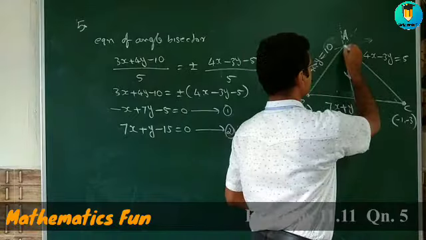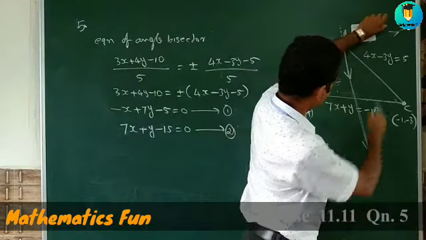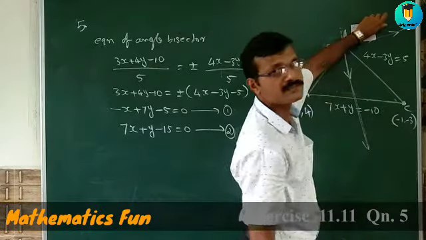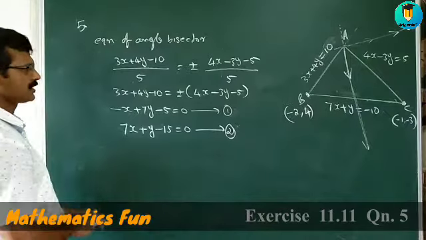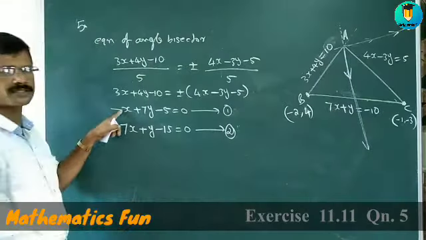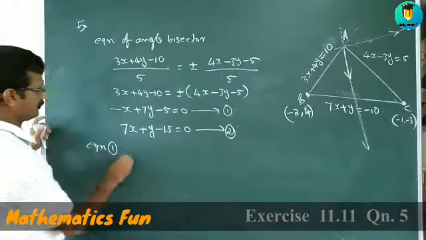But with respect to the other bisector, both the points are on the same side. So I have to identify which one it is. I am taking one of the bisectors, equation number 1, and checking with equation number 1.